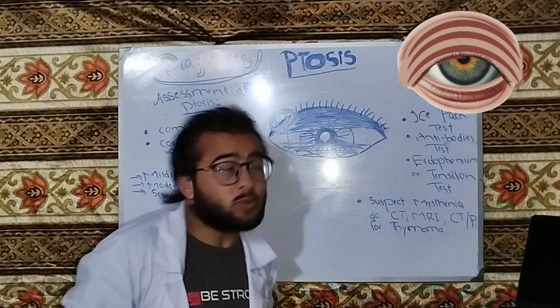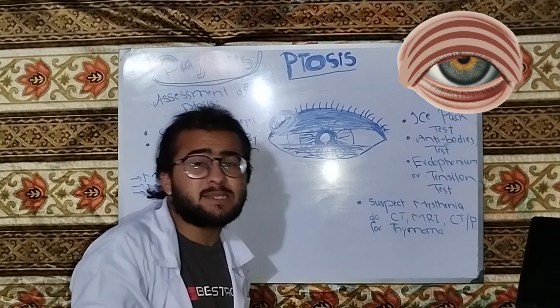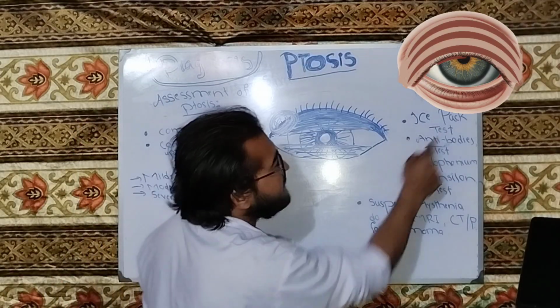Now the diagnosis of ptosis. How can we diagnose whether the ptosis is due to myasthenia gravis or not? The first test is the Tensilon test.